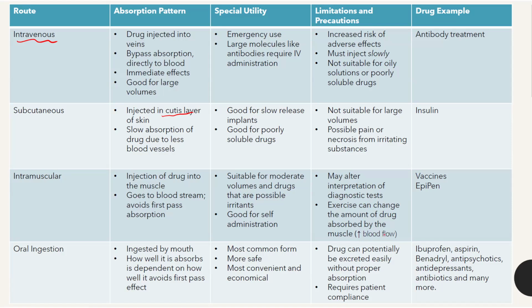Intramuscular may alter the interpretation of diagnostic tests. Exercise can change the amount of drug absorbed by the muscle. So sometimes when you get a shot intramuscularly, you might be told, oh, well, you've got to rest for 6 hours or something like that. So that drug has the opportunity to circulate throughout your body at the ideal pace as opposed to going very quickly.